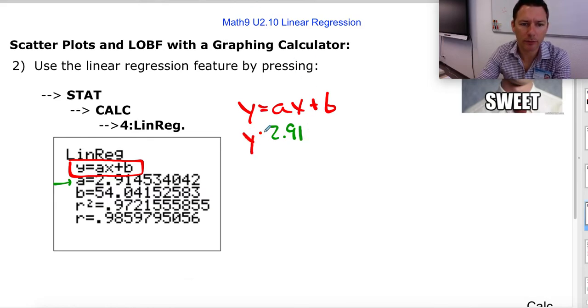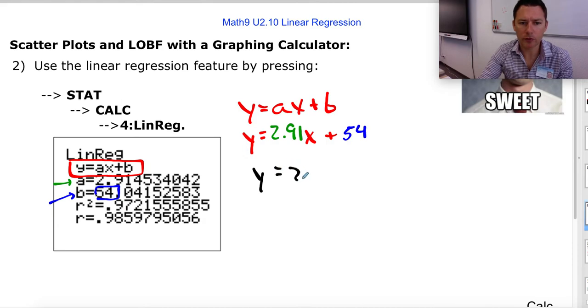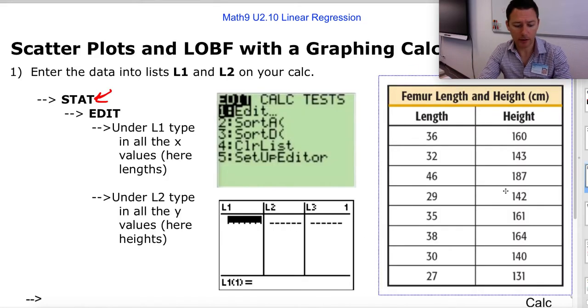So y equals 2.91 x plus, and then it also gives us our b value, this piece, 54, right? Use your best judgment when you're rounding. Plus 54, and there's our equation, right? So y equals 2.91 x plus 54. So that's the equation that describes this data, right?